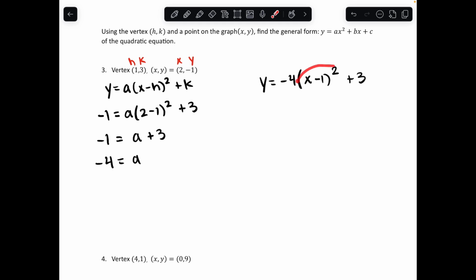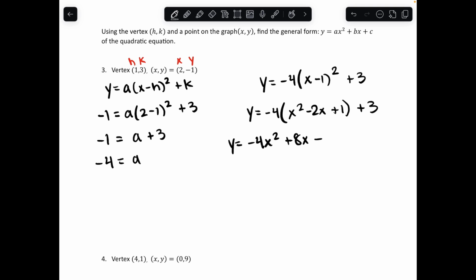From here, we can expand this out and then distribute later. And so, we get y is equal to negative 4 times (x squared minus 2x plus 1), and then plus 3. So now let's go ahead and distribute our negative 4. So we get negative 4x squared plus 8x minus 4, and then plus 3. And then we can combine like terms to get our final answer of negative 4x squared plus 8x minus 1.